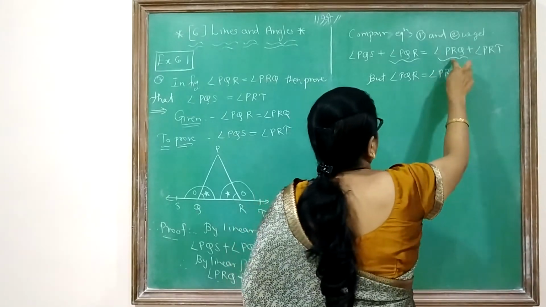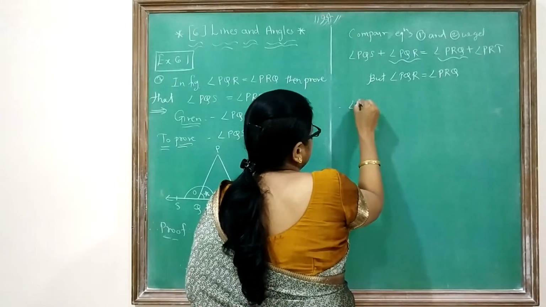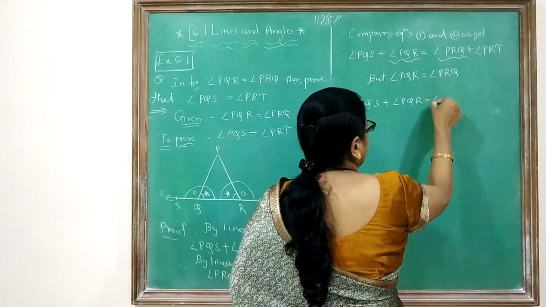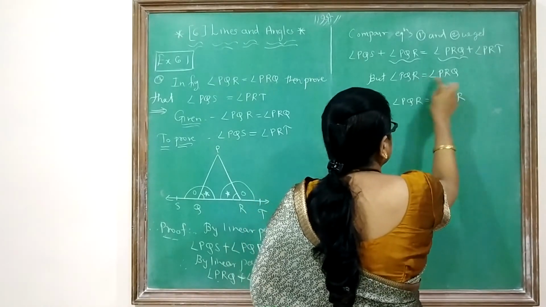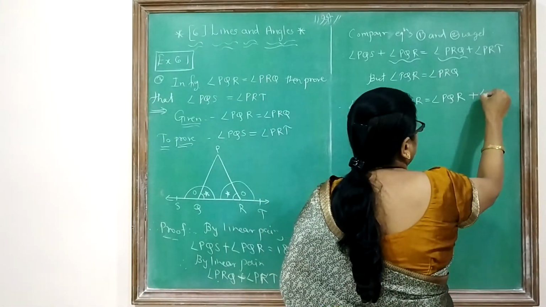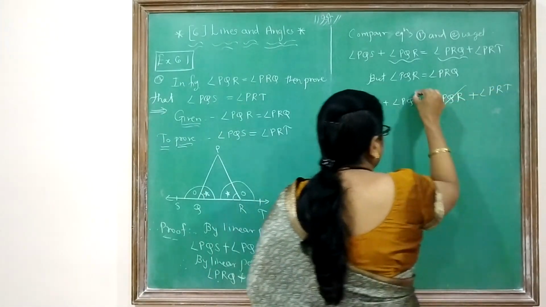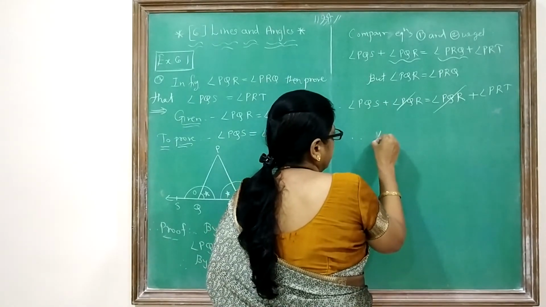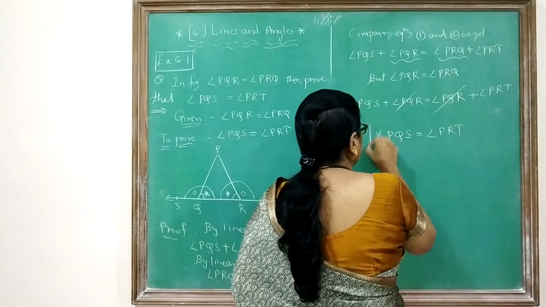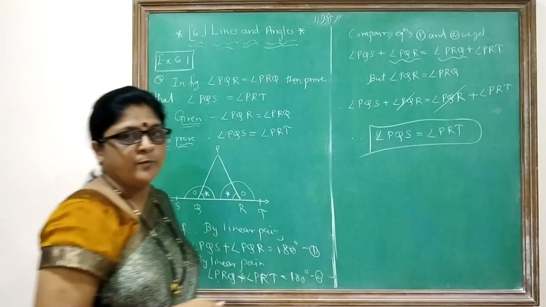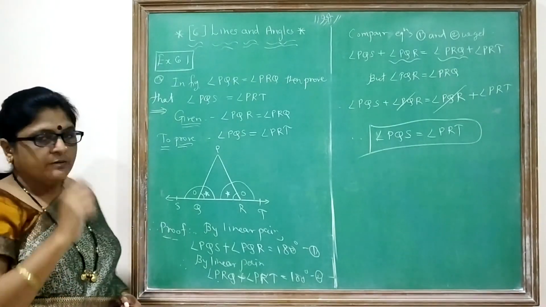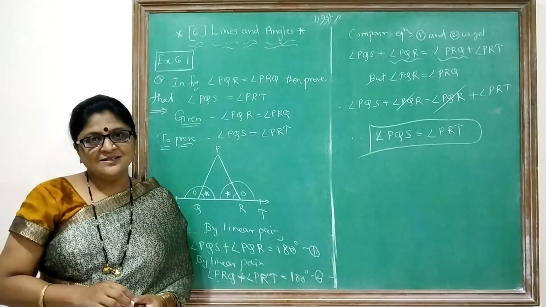Then you will put here PQR. Then your answer is angle PQS plus angle PQR equal to angle PQR plus angle PRT, because they are the same, and they are cancelled. And then you will write your last position, angle PQS equal to angle PRT. And this is your proof. And here you have completed your question number 3. And the rest we will see in the next lecture.